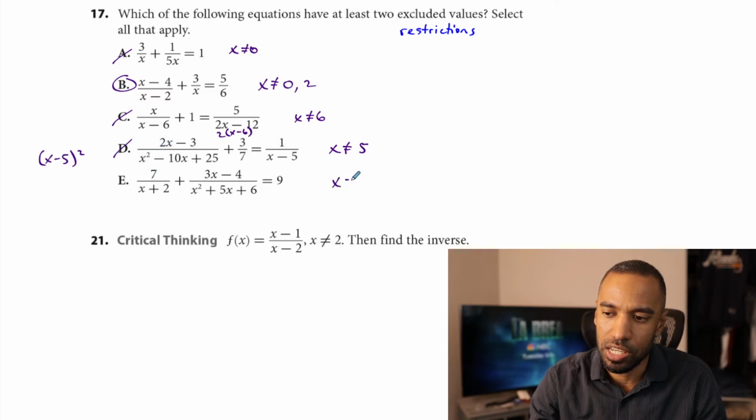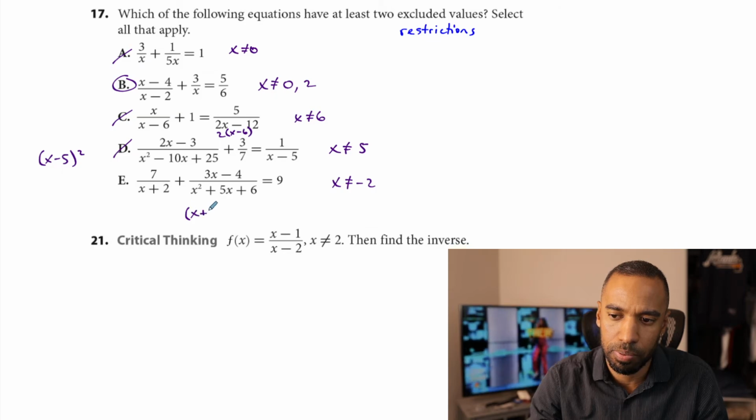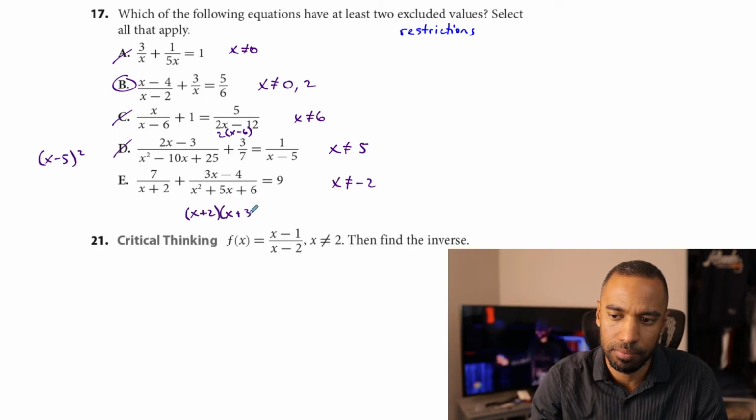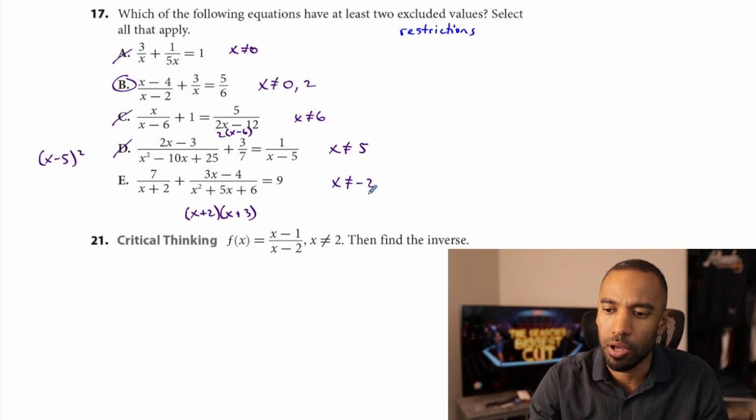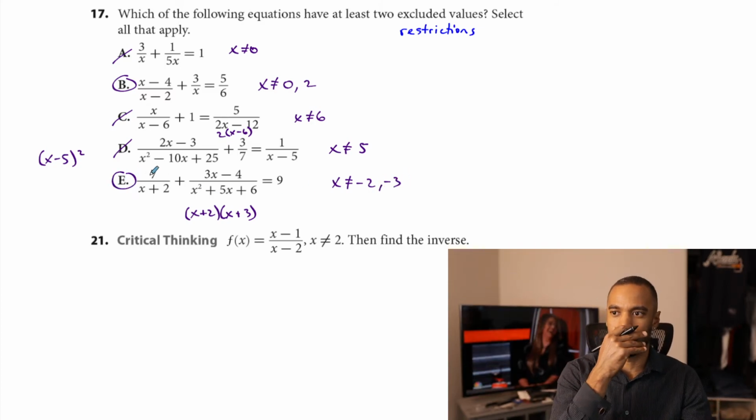E, x can't equal negative 2 from right there. Let's factor this one out. That would be x plus 2 times x plus 3. X still can't equal negative 2. But also x can't equal negative 3. So E does apply because 2 excluded values there.